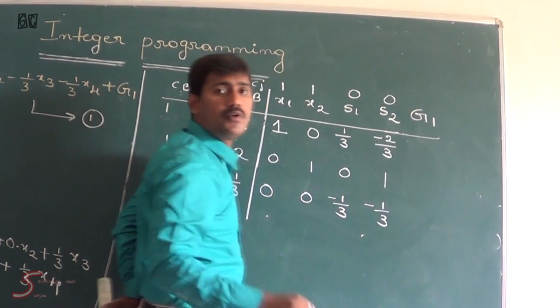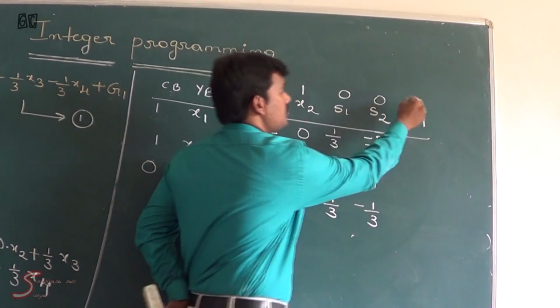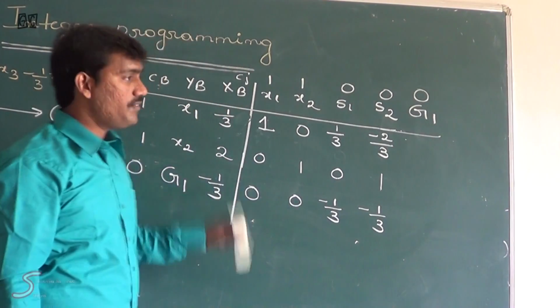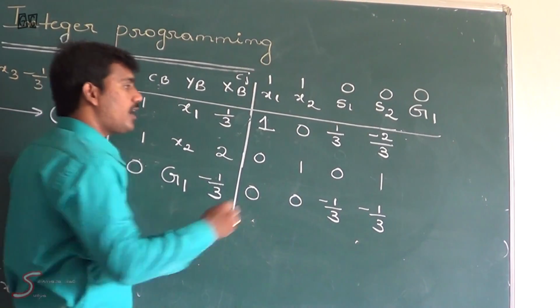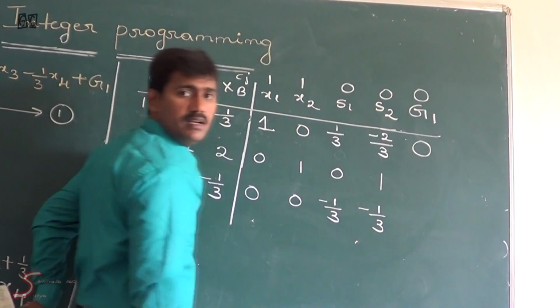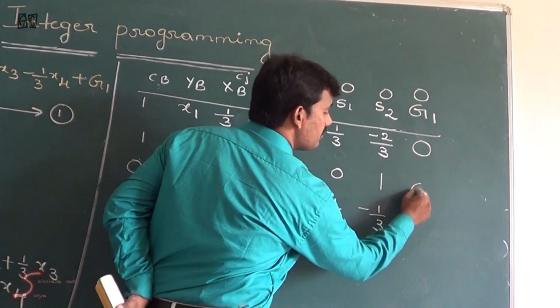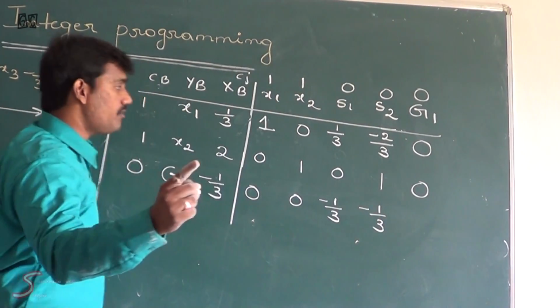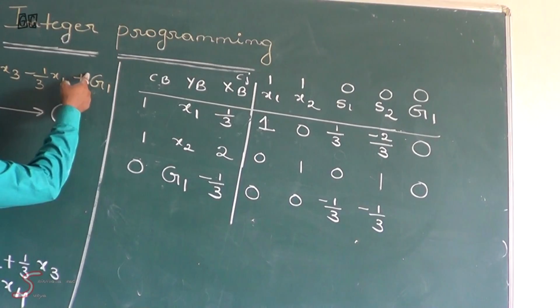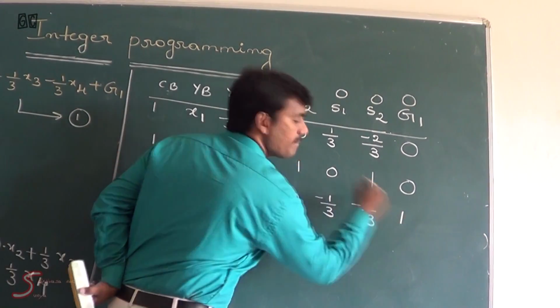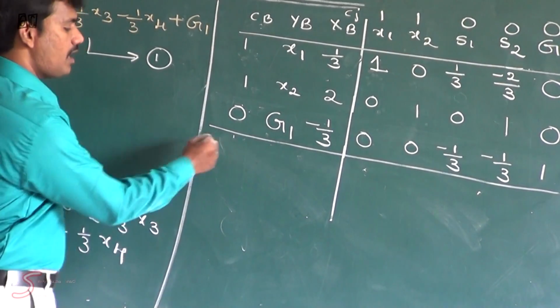The introduced Gomory cost should be 0, the value should be 0. In the first equation, we don't have the Gomory, so obviously 0. In the second one also, we don't have the Gomory, 0. In the third equation, we have a G1. The cost of G1 is, the coefficient is 1. Now we are going to apply the formula.